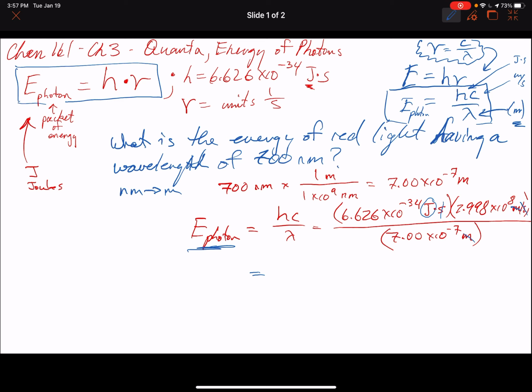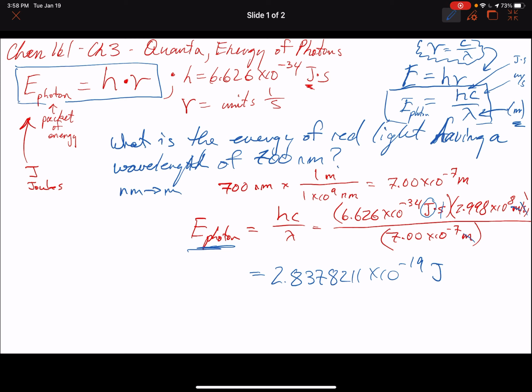Okay, so on your calculator, this is 6.626 E negative 34 times 2.998 E8 divided by 7.00 E negative 7, and we get 2.8378 times 10 to the minus 19 joules, which is the energy of a single photon.